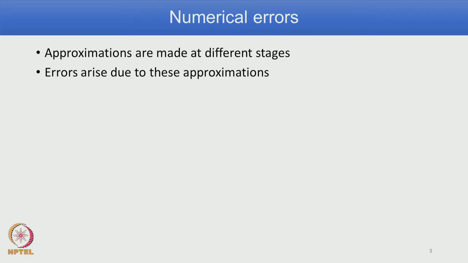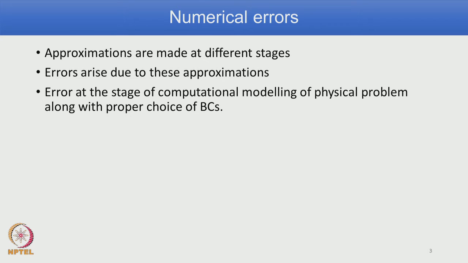While doing CFD, approximations are made at different stages, and error arises due to these approximations. The first step in CFD is computational modeling of a physical problem. Either we take a physical problem in toto, or we simplify the physical problem and then solve. So, in any one of these stages there is a possibility that some assumptions are made, or there is an error in the conversion from the physical problem to the computational model.